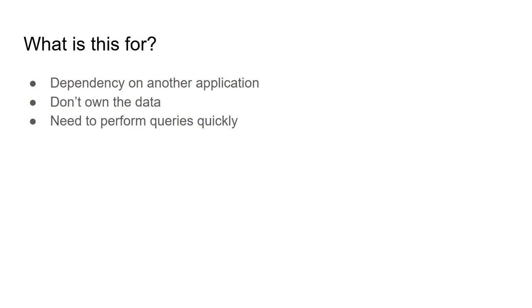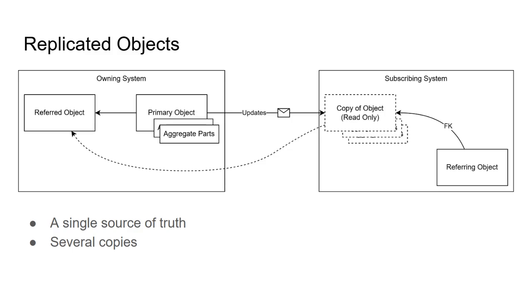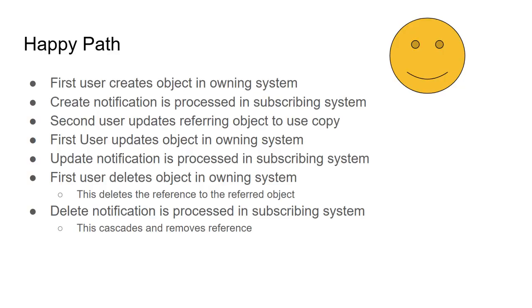So what does this look like? Well, for starters, you have an owning application and it owns the object. You have some form of data transfer, usually over a network, and then you have a copy of the data in the other application. And the point here is that there's only one single source of truth, and that's in the original application, but that you have a copy that you can refer to and optimize in your subscribing application.